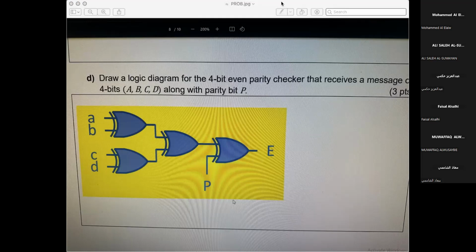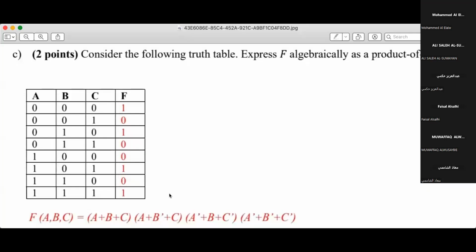So we have a question here from Ali, but he didn't say who. Okay, it's a truth table here. Consider the following: express F algebraically as a product of max terms. So F is given in the truth table, and then we would like to express it algebraically as a product of max terms. This is, come on, guys, this is an application.